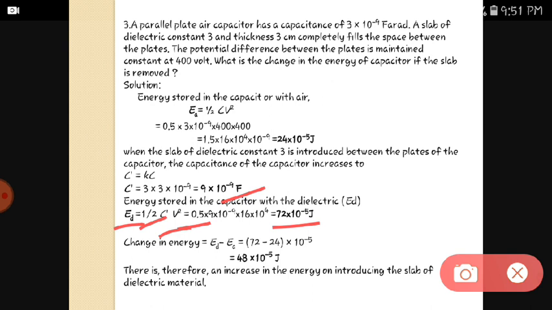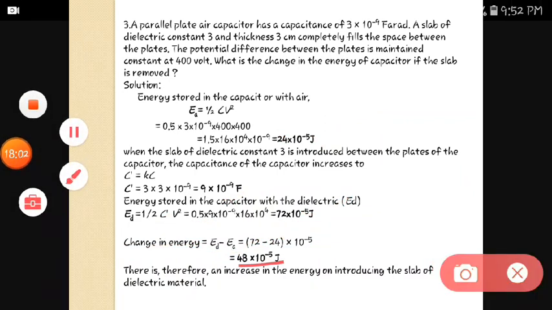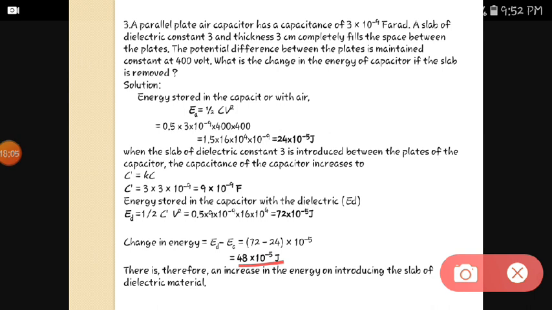Alright. Now, the change in energy we have to find out. So, that will be ED minus EA. As 10 to the power minus 5 is common, only 72 minus 24 we have to calculate, which is nothing but 48. So, the increase in energy on introducing the slab of dielectric material is given by 48 into 10 to the power minus 5 joule. This much amount of energy is increased when a dielectric slab is inserted.